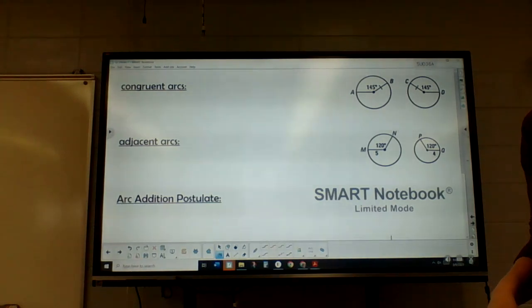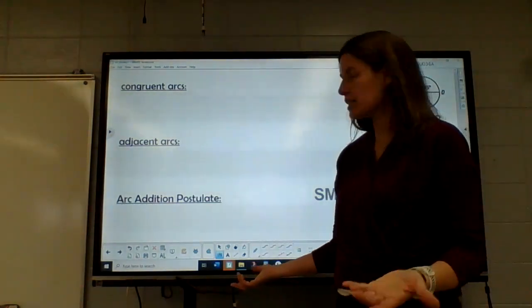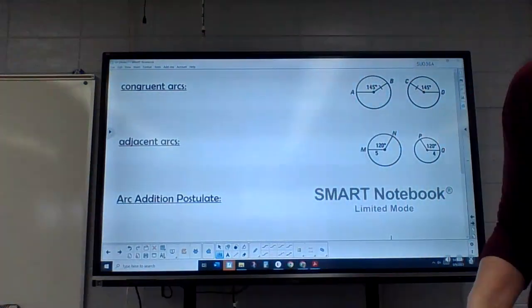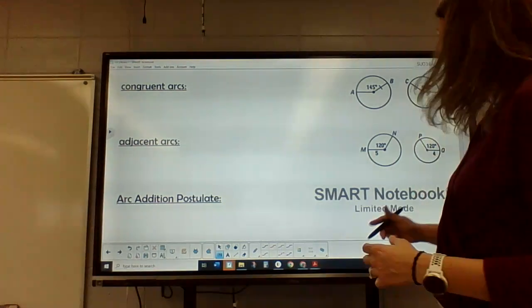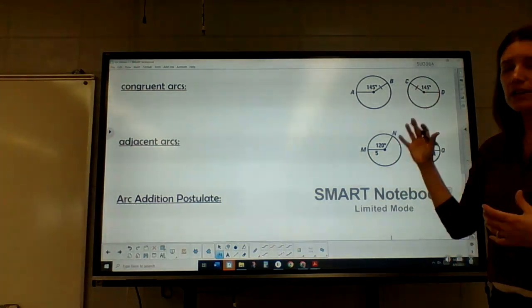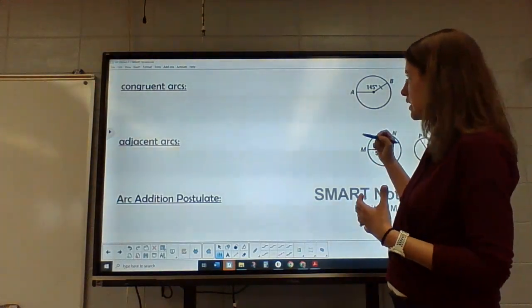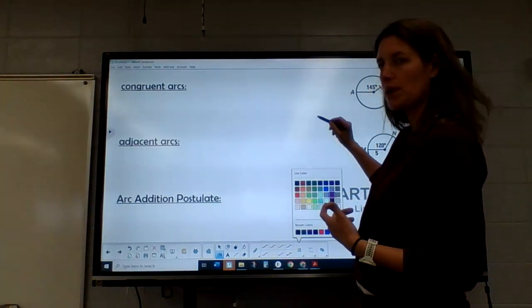So we're going to talk about congruent arcs. And congruent just means equal. So obviously that's arcs that have equal length. So they're going to have the same size central angle, but they also have to have the same size radius. So I can't have congruent arcs, and I'm going to draw this really quickly here and erase it in a second.